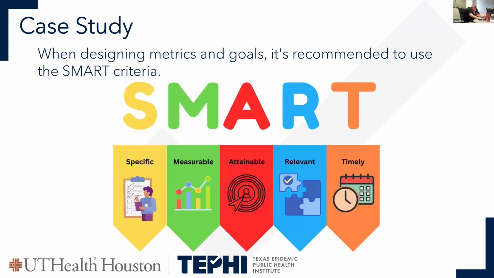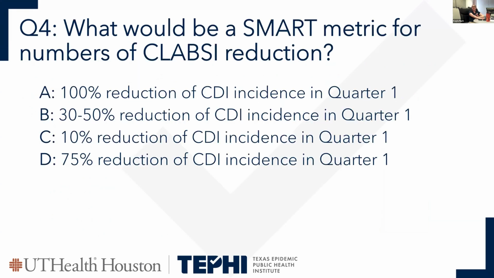And just like any type, when we're doing goal setting, we always want to use the SMART acronym: specific, measurable, obtainable, relevant, and timely. So when we consider that, we want to be specific and reasonable. So what type of KPI should we be looking at for these? That's a typo. It should be C. diff reduction, not CLABSI reduction.